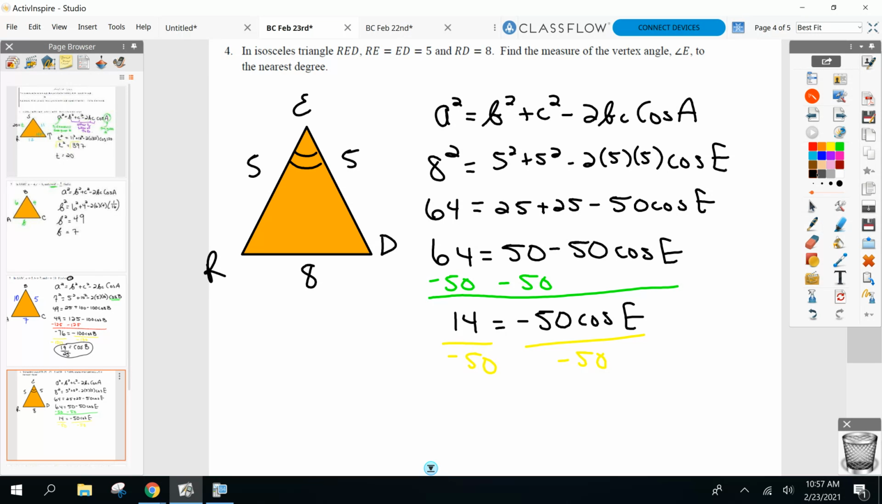And hopefully now, I'll give you guys a second to catch up if you need it. Cosine E should be equal to negative 7 over 25. That's what the cosine of E is equal to. I am looking for angle E, though. I'll let everyone catch up, because this is a big moment for many of you.